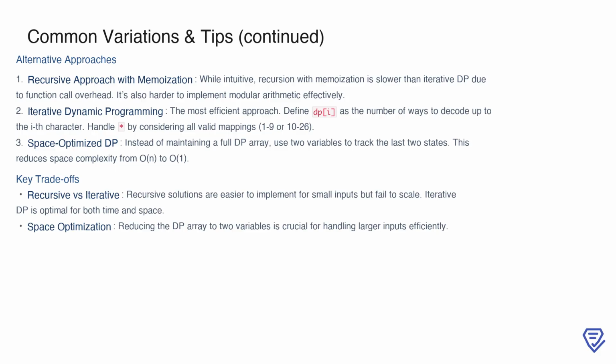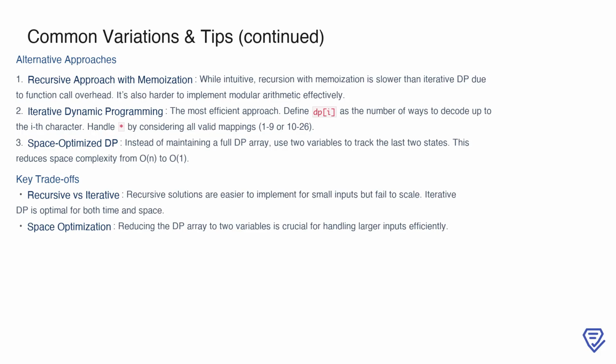Here, you define DP[i] as the number of ways to decode up to the ith character. Special handling for asterisk is required to account for all valid mappings, whether it represents digits 1 to 9 individually or combinations like 10 to 26. Space optimization further refines this approach. By using just two variables to track the last two states, you reduce space complexity from O(n) to O(1), making it ideal for larger inputs.